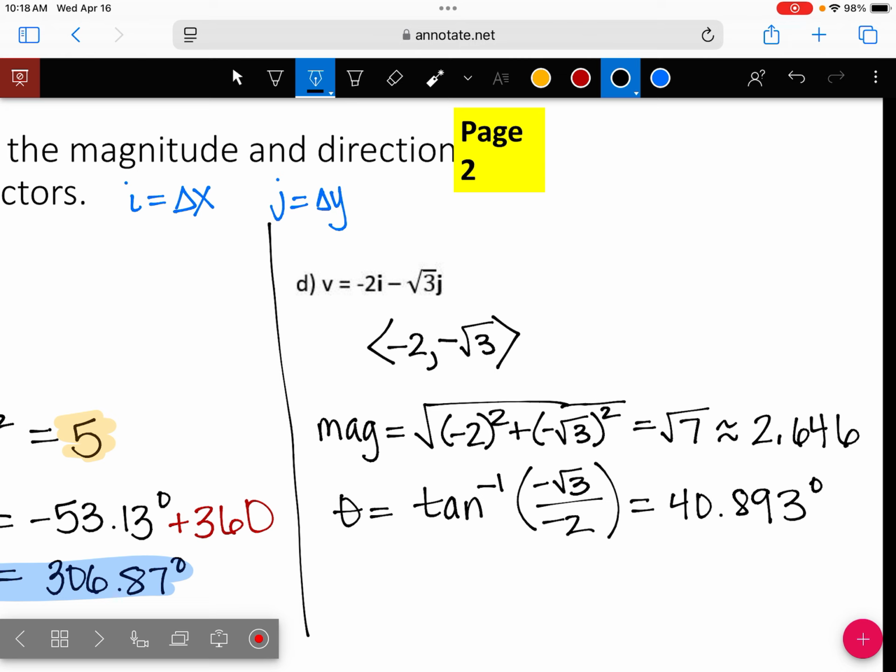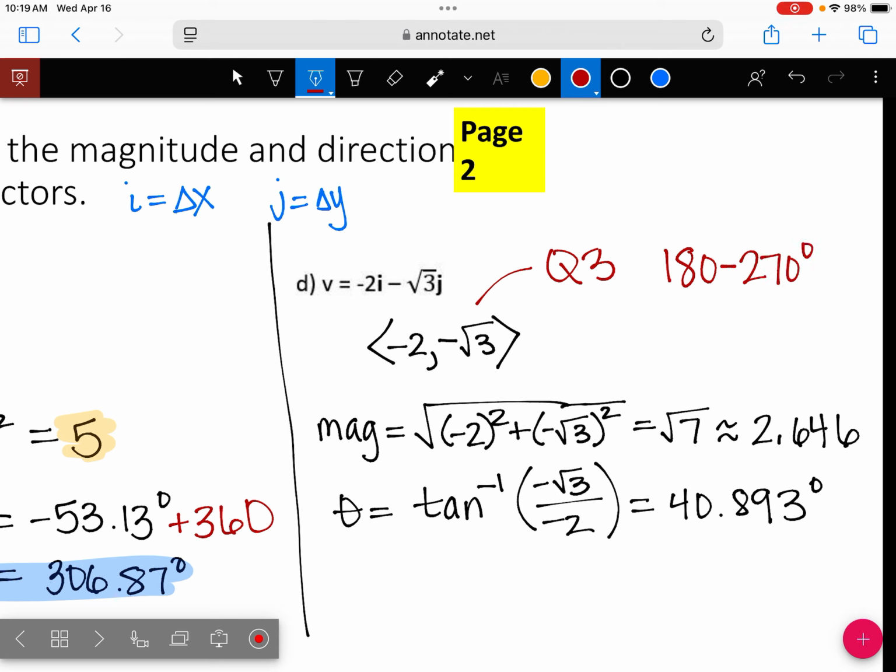So if you typed it in correctly for your magnitude, you should have root 7, which is approximately 2.646. For your direction, you should have 40.893 degrees. But let's think about this for a second. We have both of our components negative. Our delta X is negative and our delta Y is negative, which means that we're in Q3. Q3 is between 180 and 270.